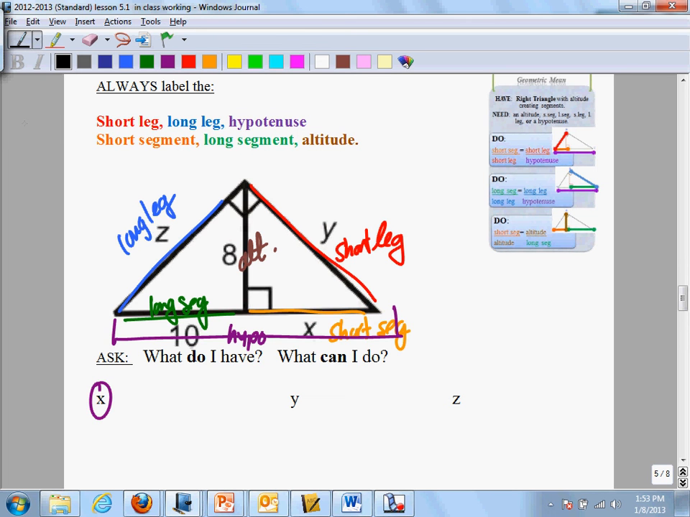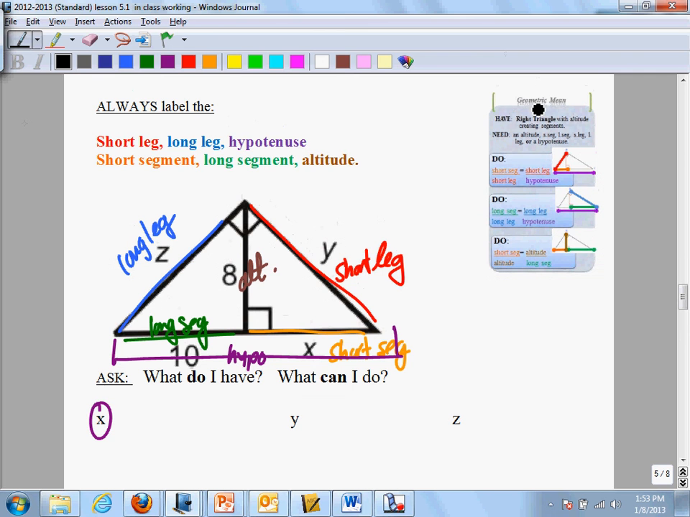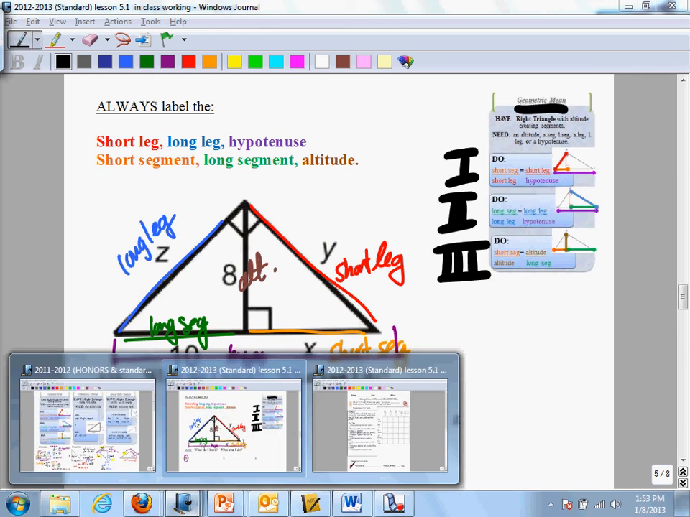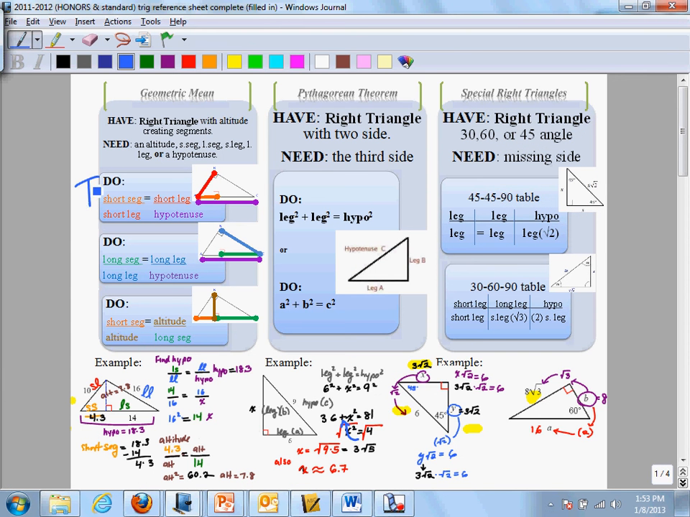Next, on your best friend paper, you should see this column. It says geometric mean. In the margin, label this proportion 1, proportion 2, proportion 3. Find it on your my best friend paper. Right here. This is 1, this is 2, this is 3.